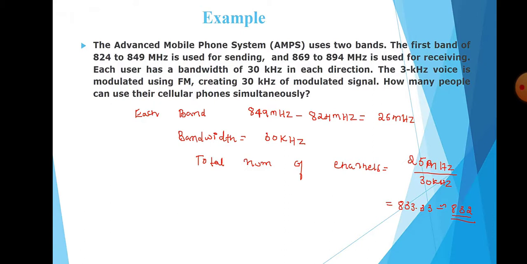Now, out of these 832 channels, we need to reserve around 42 channels for control purposes. Therefore, the remaining channels available for cellular telephone users are equal to the total number of channels minus the number of channels required for controlling purposes. So that is 832 minus 42, which is equal to 790 channels.